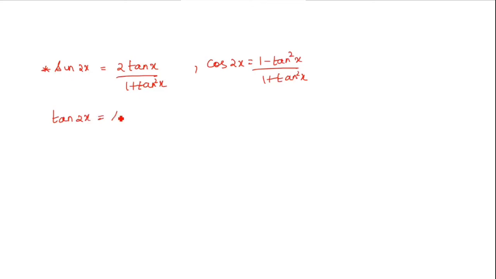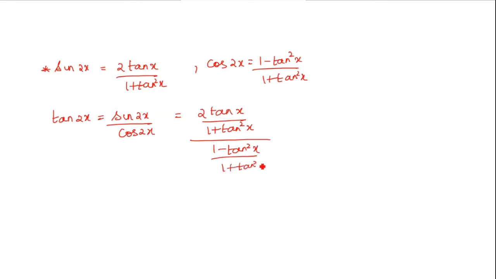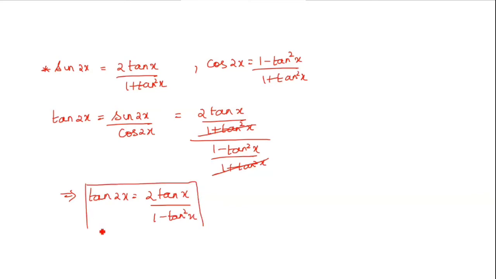So since I know tan 2x is nothing but sine by cos, sin 2x by cos 2x, this will become 2 tan x by 1 plus tan square x, whole divided by 1 minus tan square x divided by 1 plus tan square x. So now the denominator is the same. Therefore tan 2x formula is equal to 2 tan x by 1 minus tan square x. The numerator of sine over the numerator of cos, because the denominators are the same and they get cancelled.